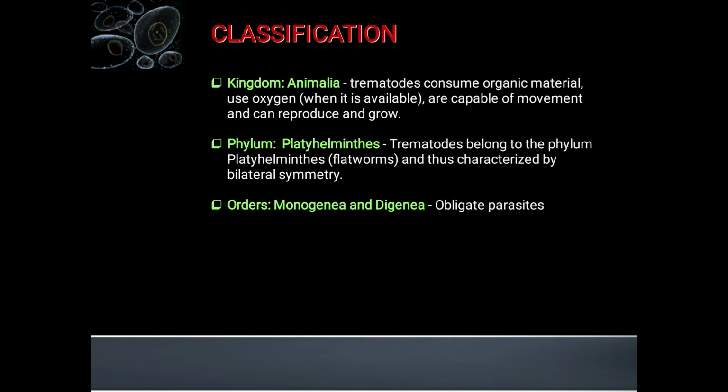Classification: trematodes belong to kingdom Animalia. So as trematodes that belong to the kingdom Animalia, they consume organic material, use oxygen when it is available, are capable of movement, and can reproduce and grow. They also belong to the phylum Platyhelminthes, or flatworms, which are characterized by bilateral symmetry. Their order is Monogenea and Digenea, meaning they are obligate parasites.